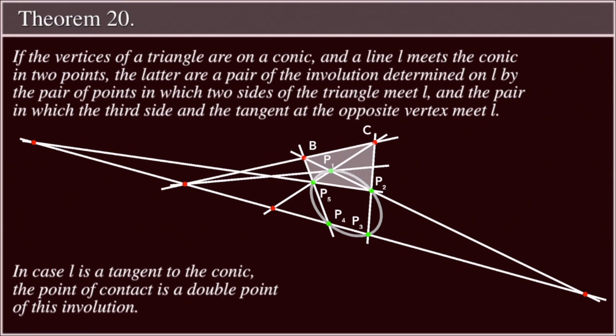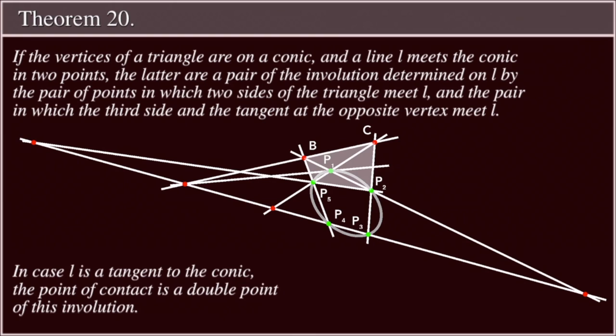Theorem 20. If the vertices of a triangle are on a conic and a line L meets the conic in 2 points, the latter are a pair of the involution determined on L by the pair of points in which 2 sides of the triangle meet L, and the pair in which the third side and the tangent at the opposite vertex meet L.